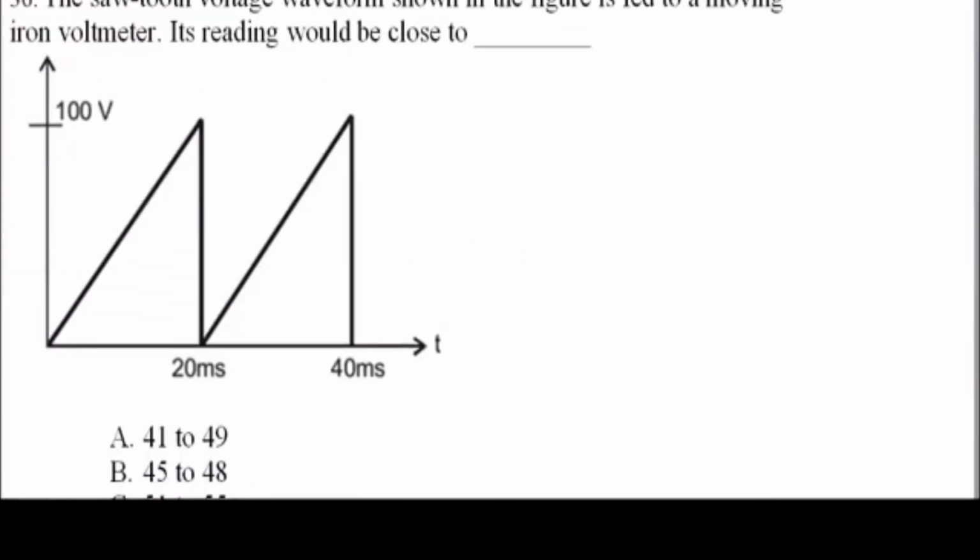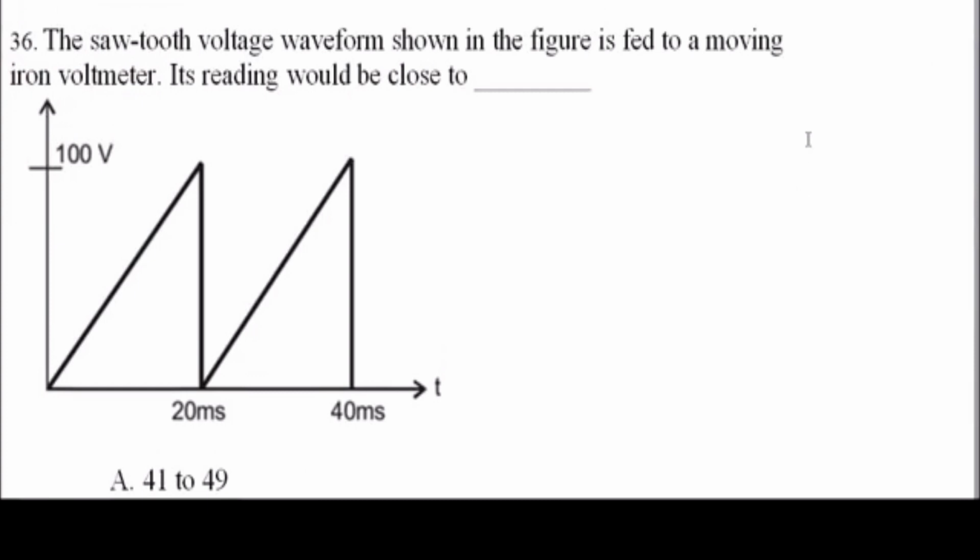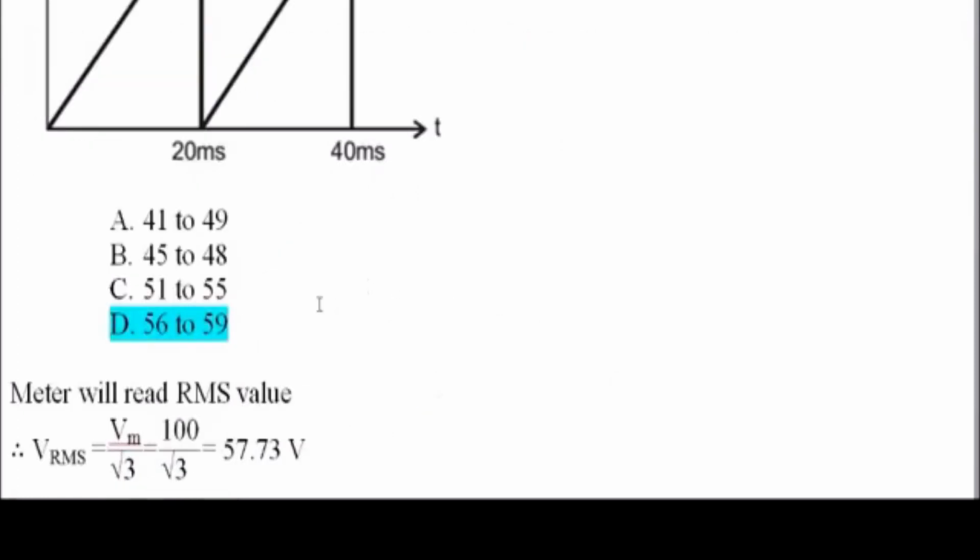And the next question is one of the questions which has been asked in the exam itself. It is one of the easiest questions. The sawtooth voltage waveform shown in the figure is fed to a moving iron voltmeter. Its reading would be close to. It has been specified as a moving iron voltmeter, and we have to find the range, that is the reading. See, in the choices the exact reading is not given, only different ranges have been given. What is the clue behind this?